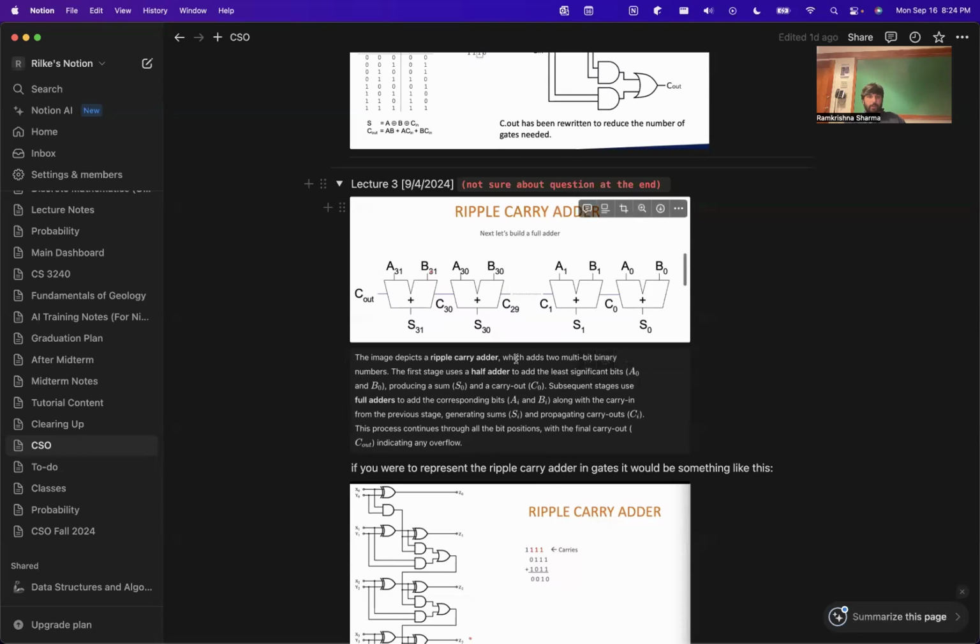So it says here that you're actually depicting a ripple carry adder, which adds two multi-bit binary numbers. In the first stage, you have a half adder for the least significant bit, right? When you think of bits in the way they're organized, you can notate them underneath as A0, A1, A2, A3, and you produce a sum. So you have 4 bits, A0, A1, A2, A3.